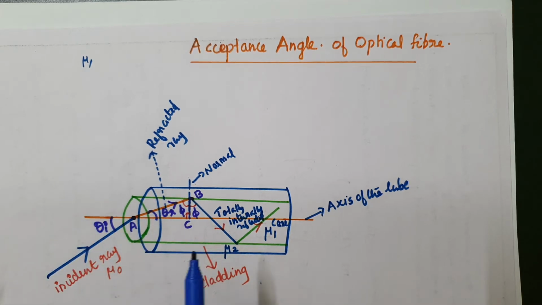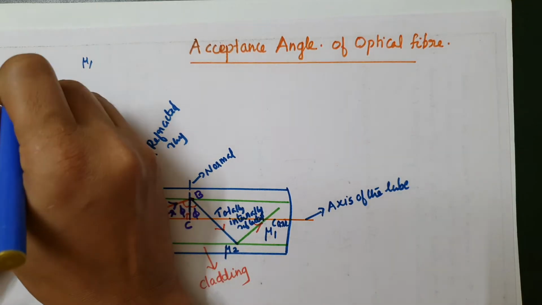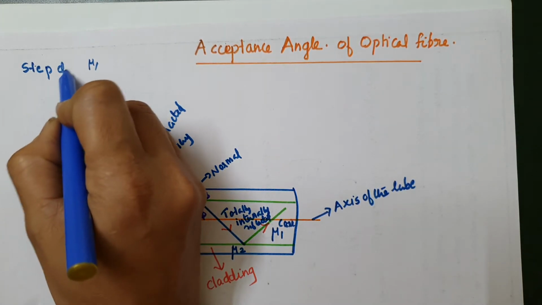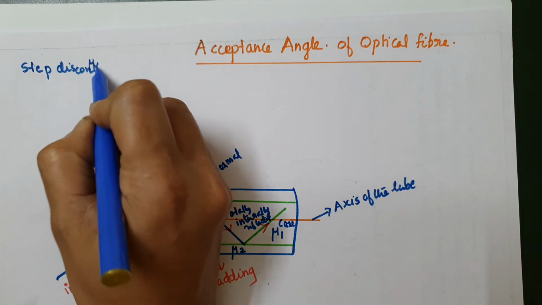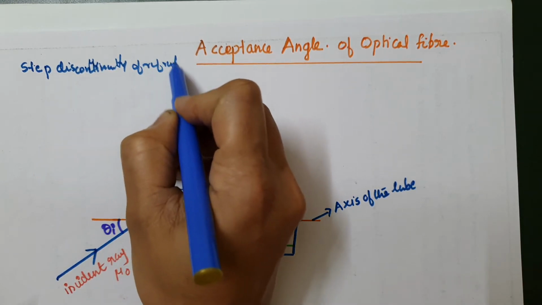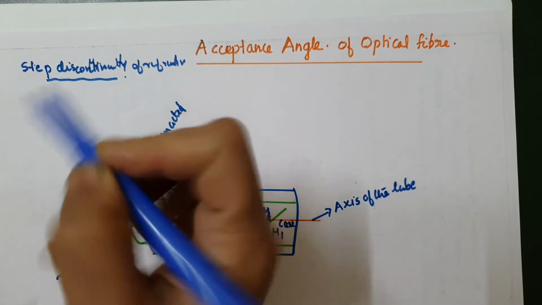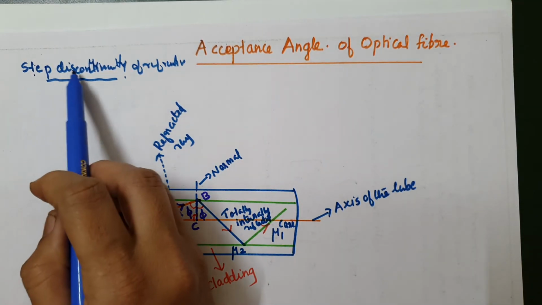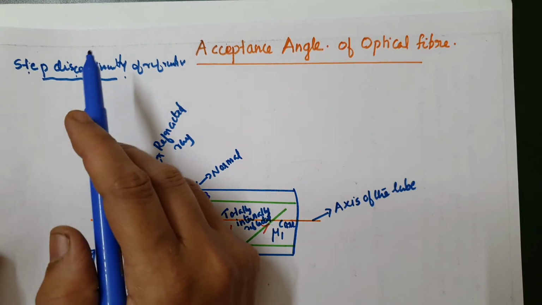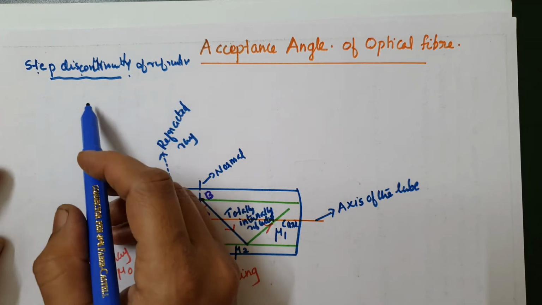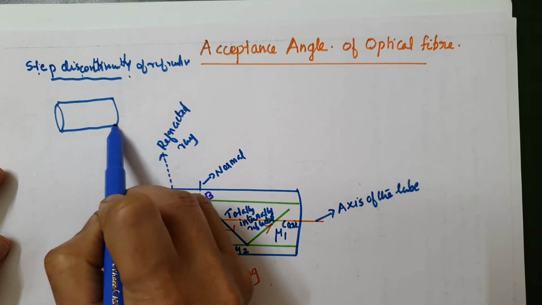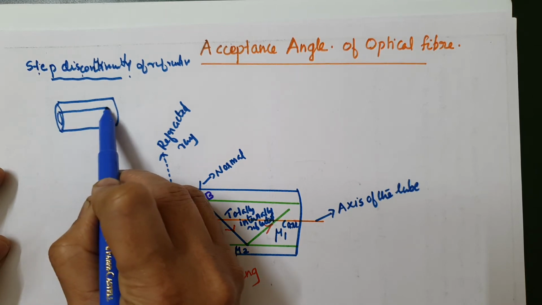It is called a step index fiber because there is a step discontinuity of refractive index at the core cladding boundary, and hence it is called a step index fiber. So in the case of a step index fiber, the core and cladding have homogeneous refractive index.